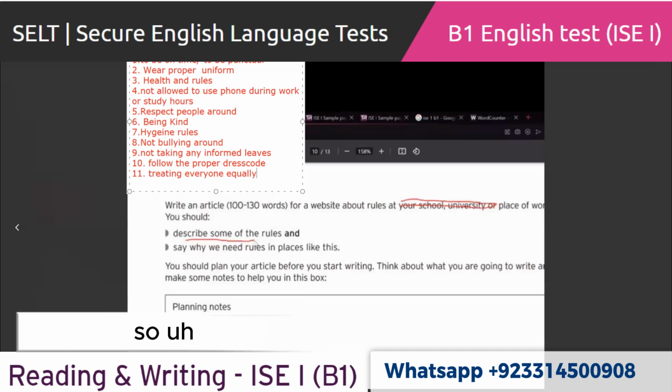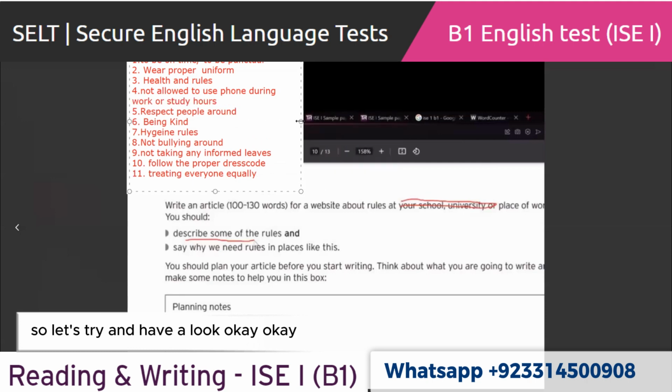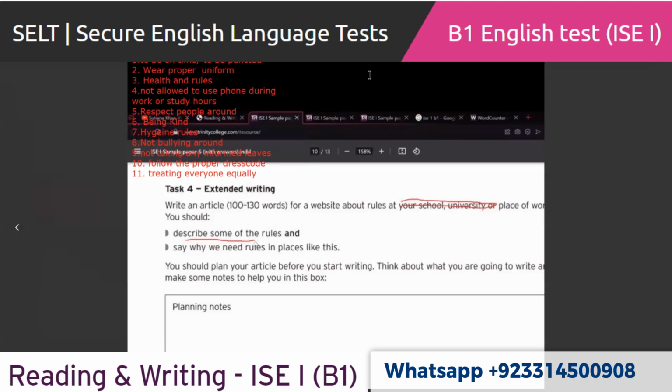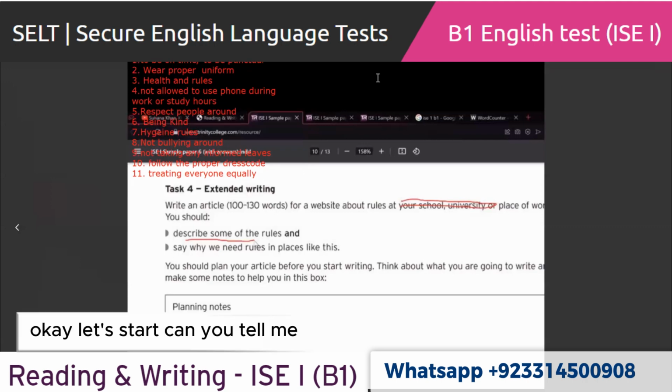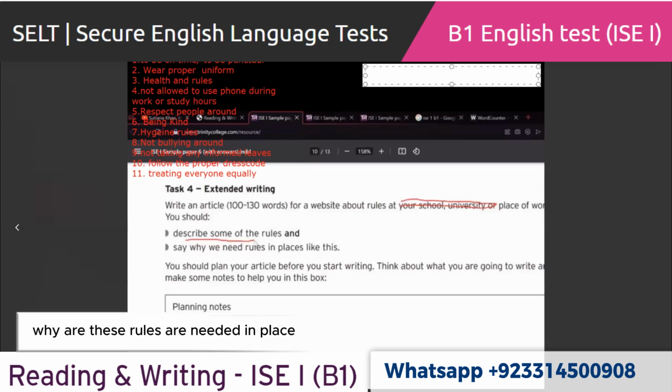Now let's try to work out some points for this one, that is, say why we need rules in places like this, why rules are needed at places like this. So let's try and have a look. Okay, let's start. Can you tell me why these rules are needed in places like this?